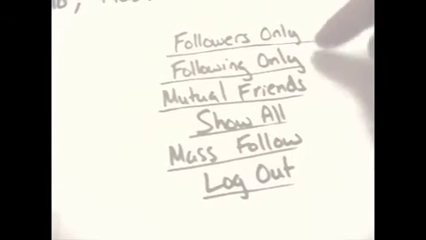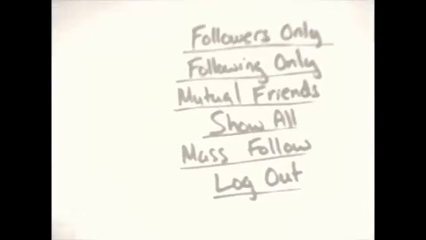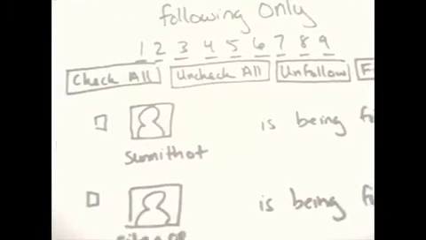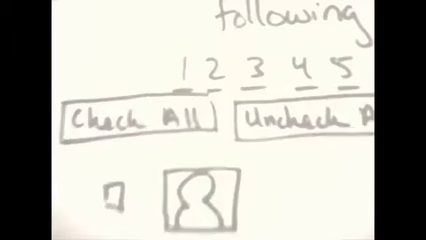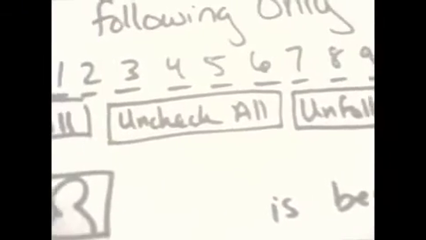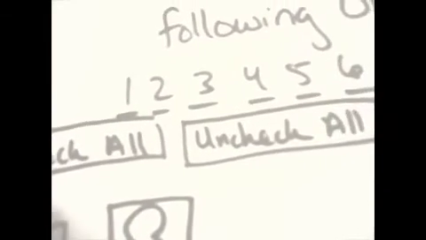So first we're going to click on following only, and once we click on that, it will take us to the next page. On this page, you'll see that at the top there are page number links. Now obviously, depending upon how many friends you have, there will be more pages. For now, there's only 9 with our account, so we're on page 1.